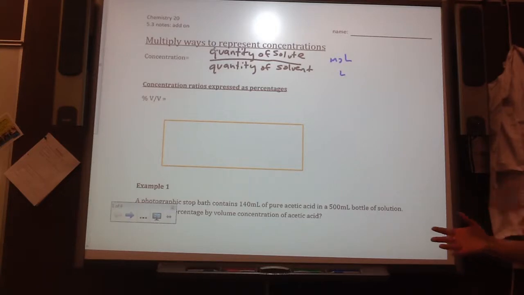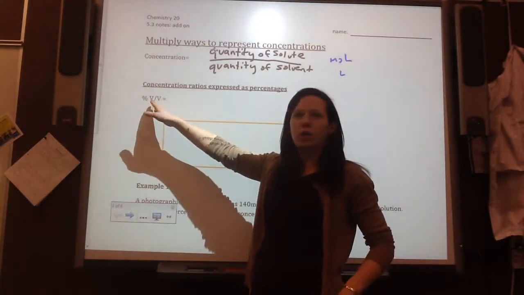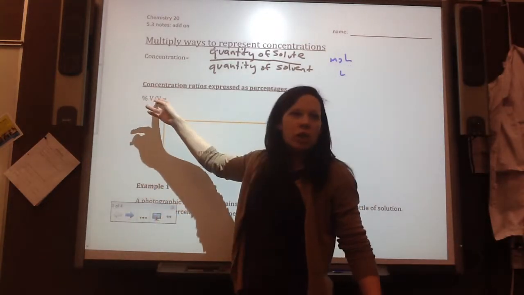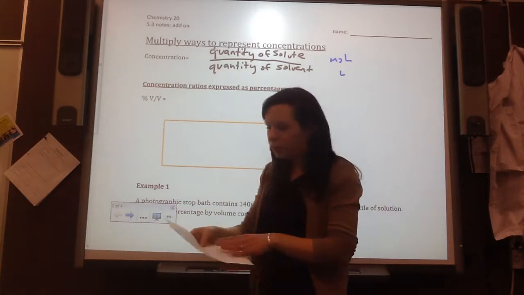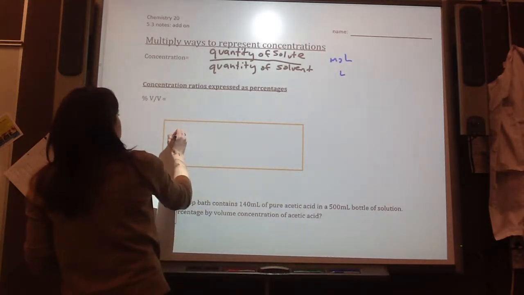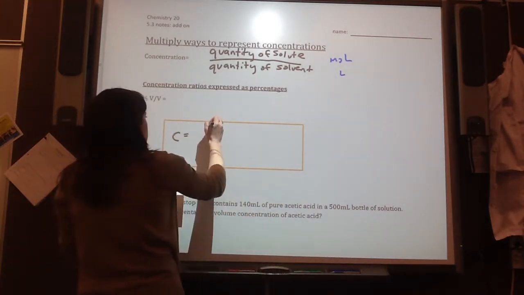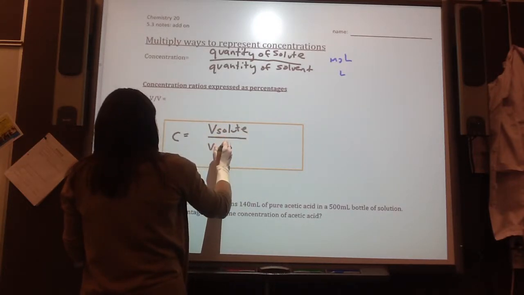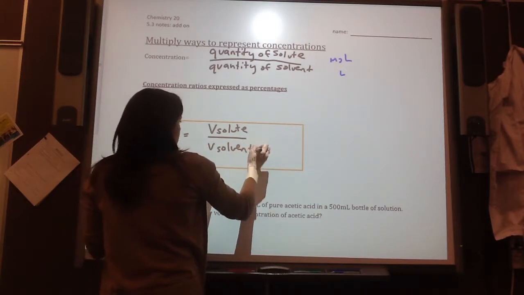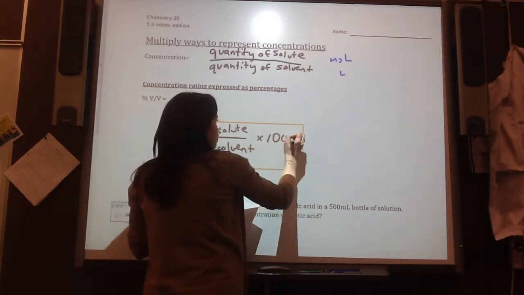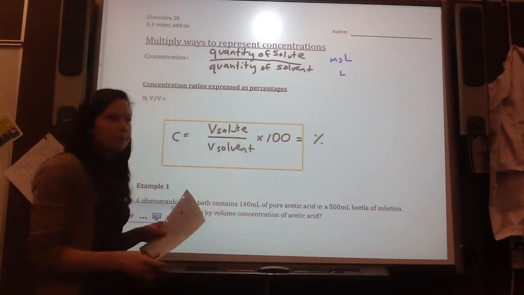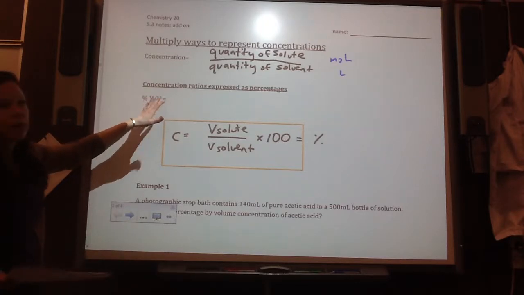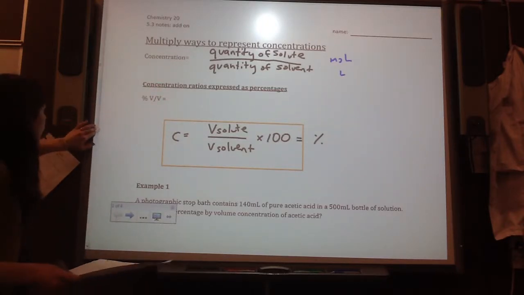So say you were asked to represent it as a percentage of volume to volume. That volume per volume is saying volume of solute over volume of solvent. So if you were to find it like this, your C of concentration is your volume of solute divided by volume of solvent, times by 100 to give you the percentage, right? So just look at the way that it gives it to you, V over V. So I need V of solute over V of solvent.